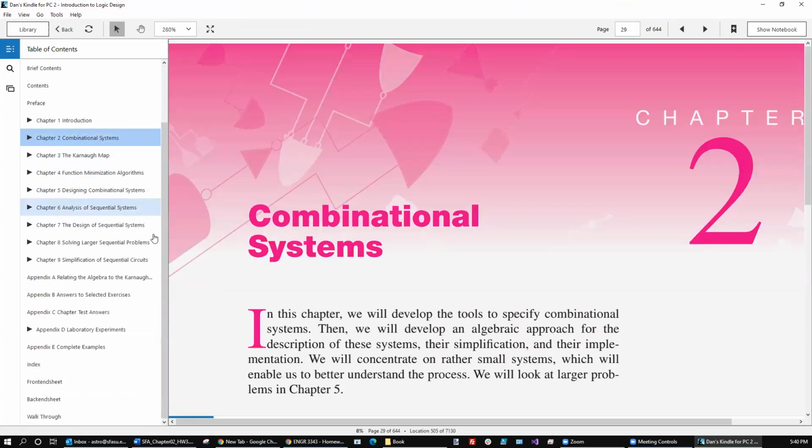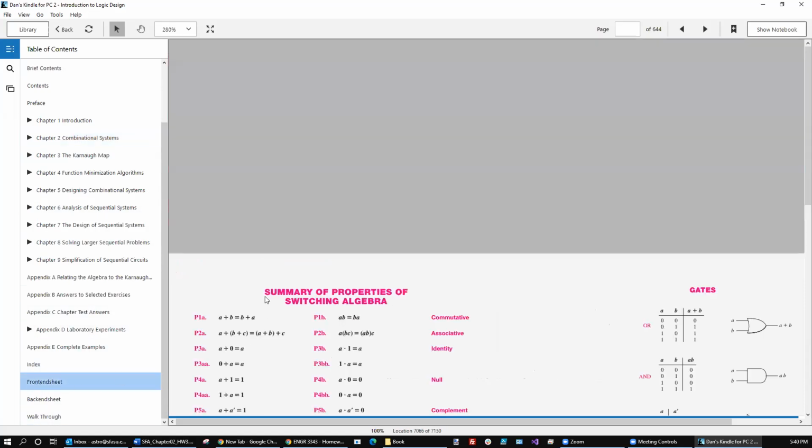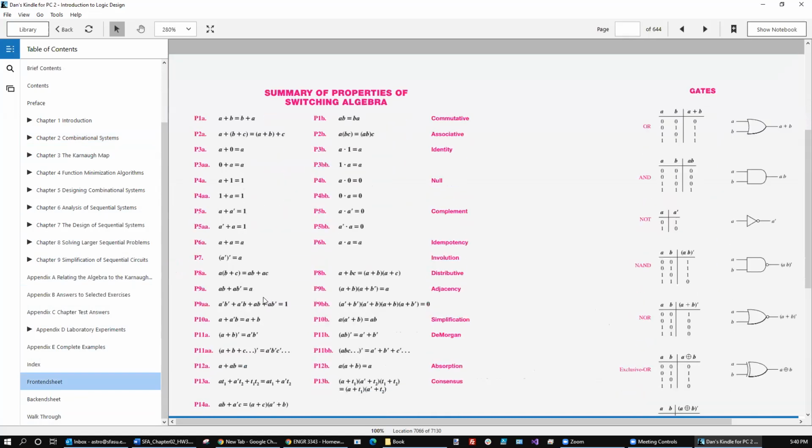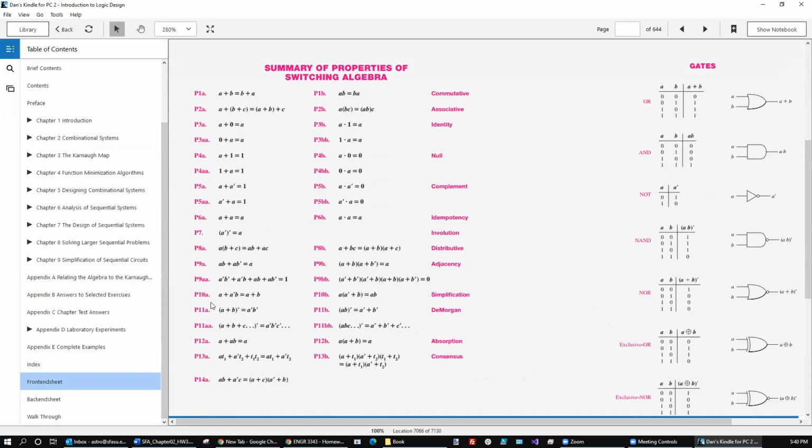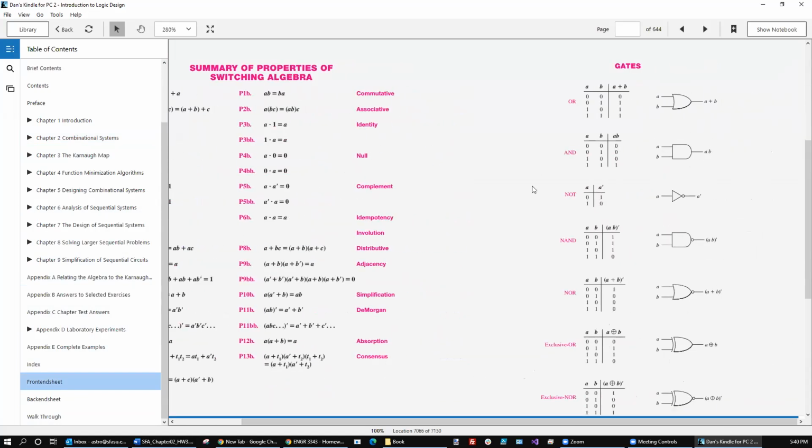Let's see, why is it doing that? Okay, so what I did was I went to Amazon and purchased the book so that I can load it up in the Kindle desktop application. And this down here is the front sheet. If you look inside the cover of your textbook, if you already have it, you'll see this over here. This is for class on Monday. But what we just did was all of this stuff right here. If somebody was asking about the last one I did, it's this one right here, the NOT gate.